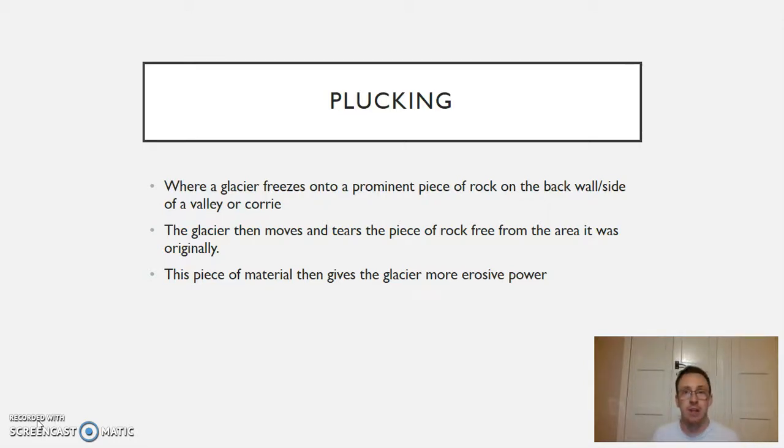That's plucking. That in and of itself obviously takes material away from the Earth's surface, but it then also makes that glacier a more powerful erosional tool, because it gives that glacier, you can think of it as more teeth to actually then erode further.